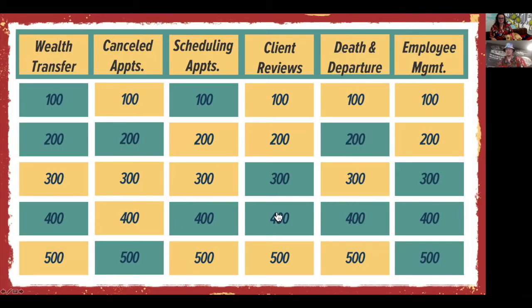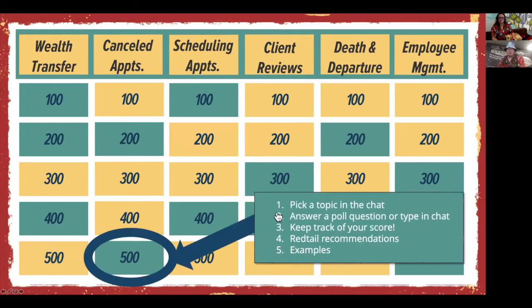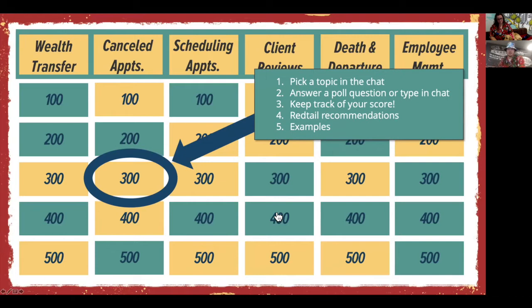All right, and so like I said, we're going to do a quick little sample poll just to get you comfortable with how the game works, but this is going to be the game board. It's going to look something like this. The first thing we're going to do is ask you to pick a topic in the chat. So you'll go ahead and chime in with Canceled Appointments 300, or you can use shorthand and say CA3 or CA300 to let us know the topic that you want to do.